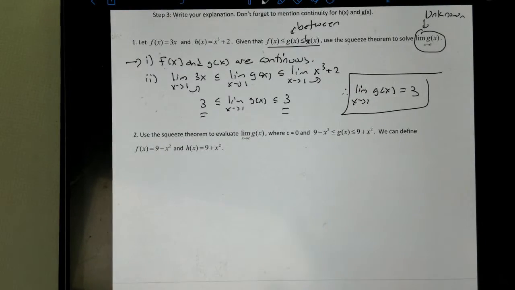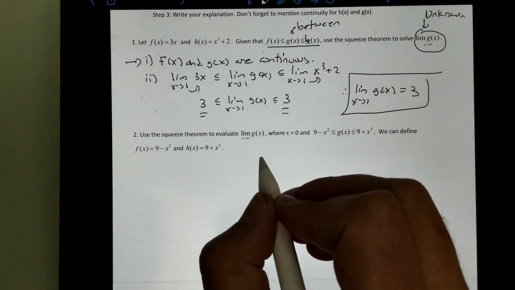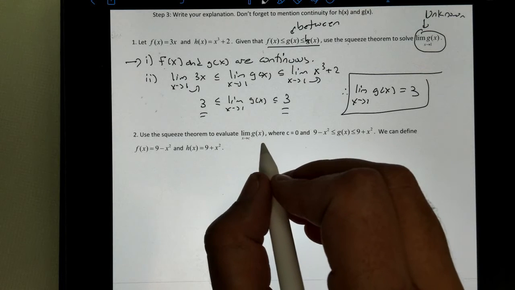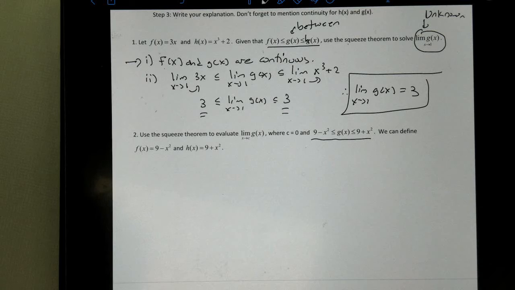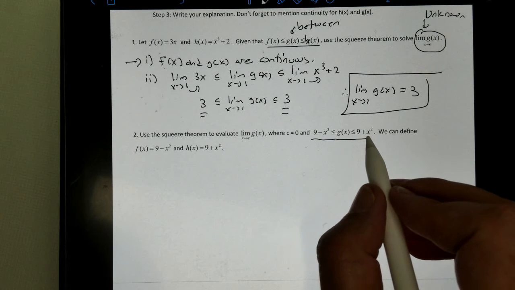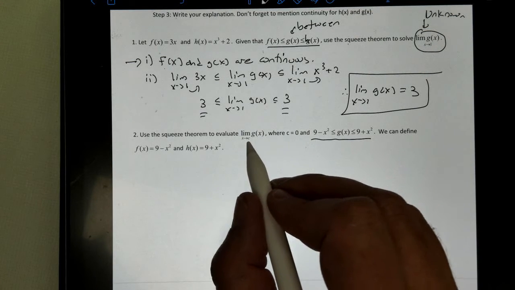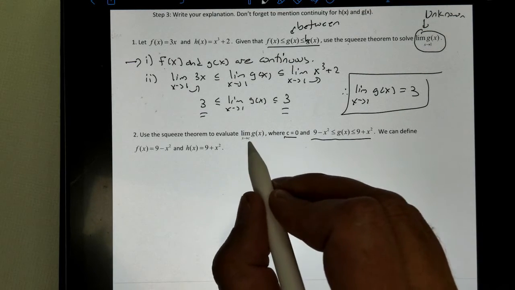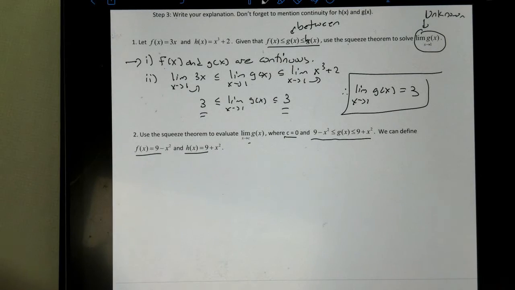So try number 2 on your own real quick. Use the squeeze theorem to evaluate the limit of g of x, if g of x is unknown, and we're given our little rule right here, that g is between 9 minus x squared and 9 plus x squared. And we want to find out what's happening as x approaches c, but they're telling us c is 0. And we can define f and h as those two functions.